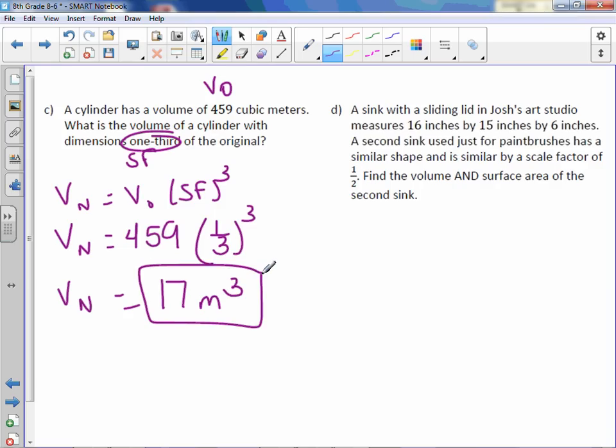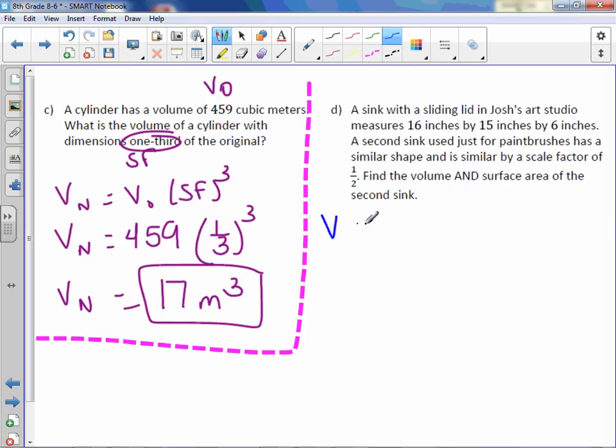Letter D. A sink with a sliding lid in Josh's art studio measures 16 inches by 15 inches by 6 inches. The second sink used just for paintbrushes has a similar shape and is similar by a scale factor of 1/2. Find the volume and surface area of the second sink. So here we have a multi-step problem. We are going to need quite a bit of room. First thing we need to do is figure out the surface area and volume.